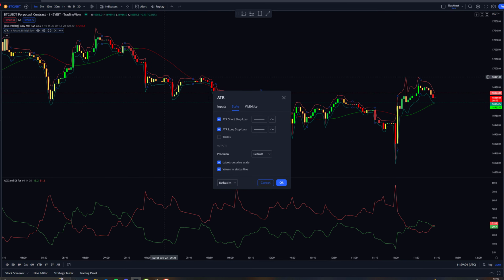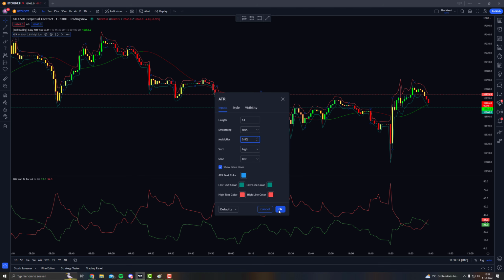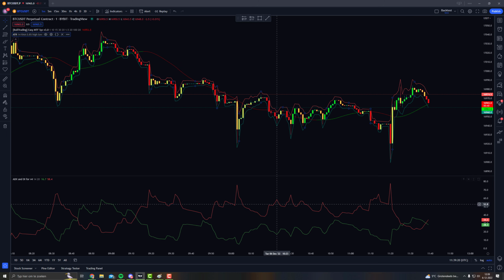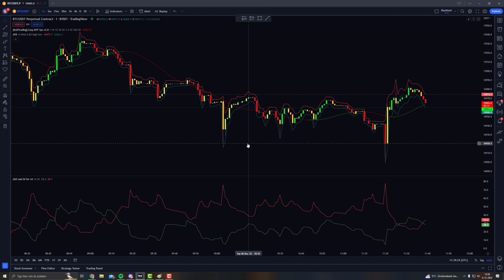And the last one, the ATR, the input is going to be 0.85. So that's for our stop loss, so it's pretty tight. I don't know how much profit you can take with one trade, but we'll see. This is the strategy that he made. Let me show you the first entry that we can take.